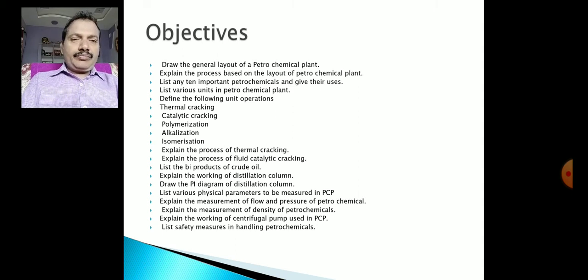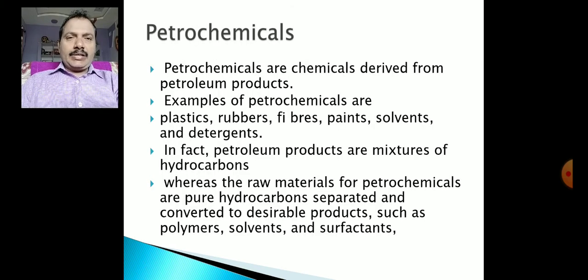We discuss the centrifugal pump used in the petrochemical plant and we discuss the safety measures we have to consider in handling petrochemicals.